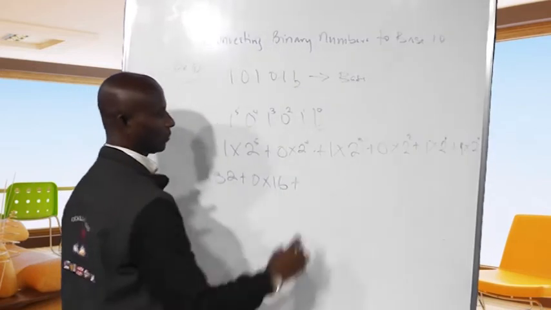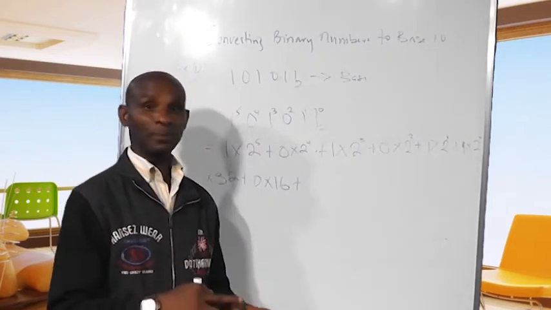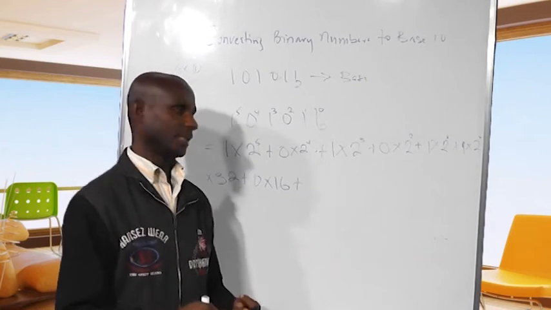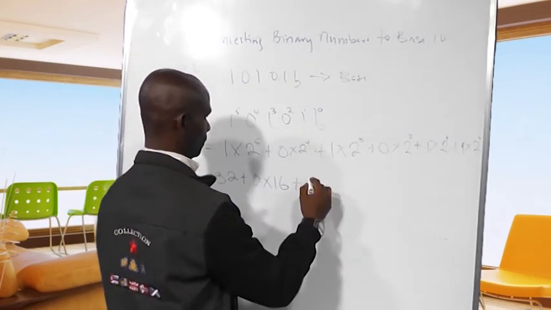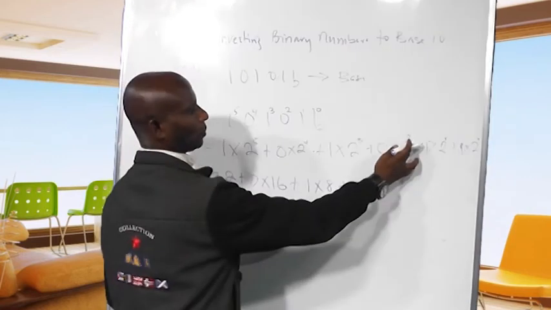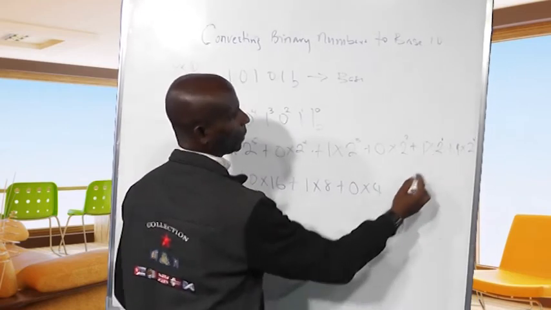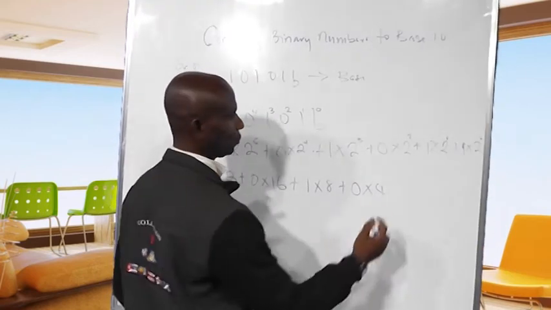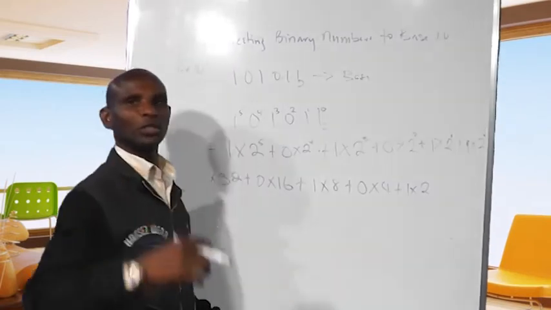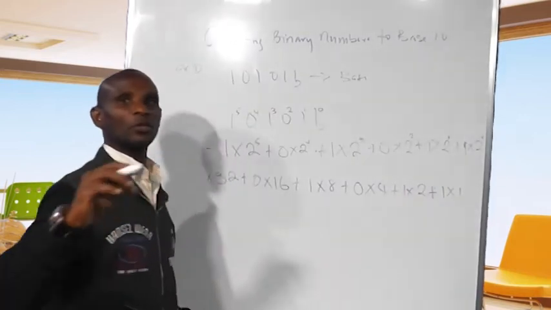We add also. This one is to the 3rd power: 2 times 2 times 2. 2 times 2 is 4. 4 times 2 is 8. So to the 3rd power we have 1 times 8, plus 2 times 2 is 4, 0 times 4. 2 times 1 is 2, so we have plus 1 times 2. And 2 to the 0 power: anything raised to the 0 power is 1.